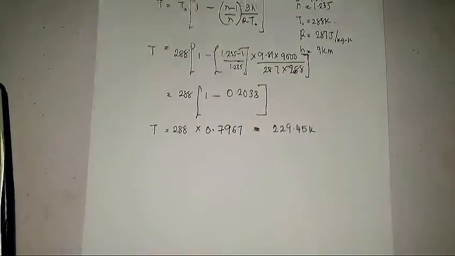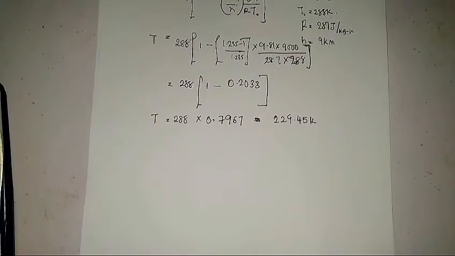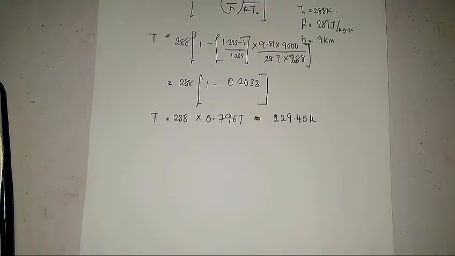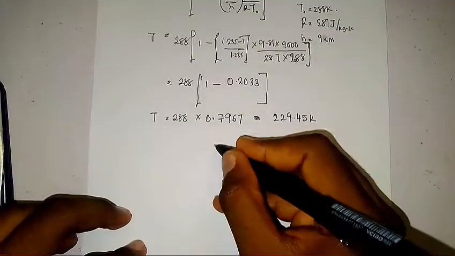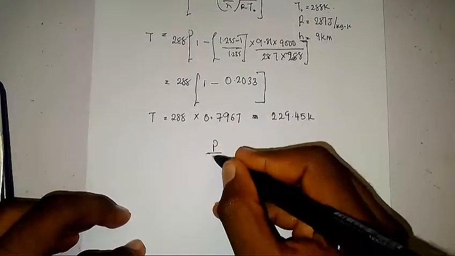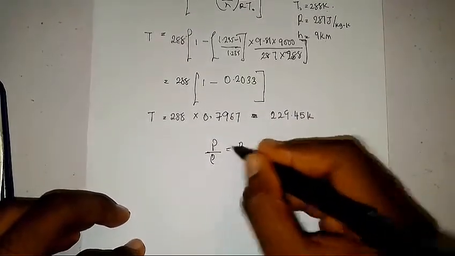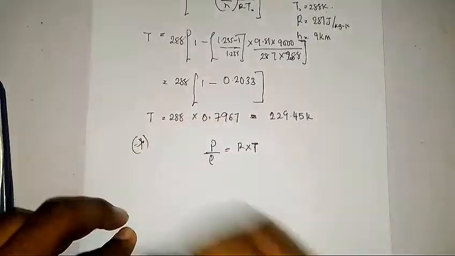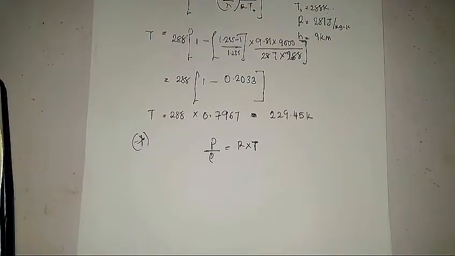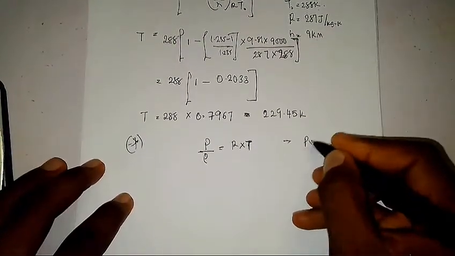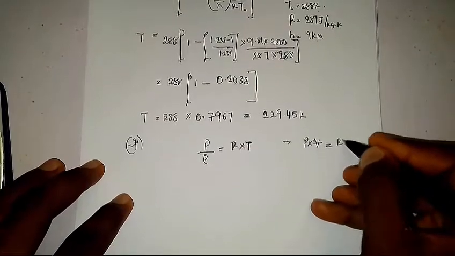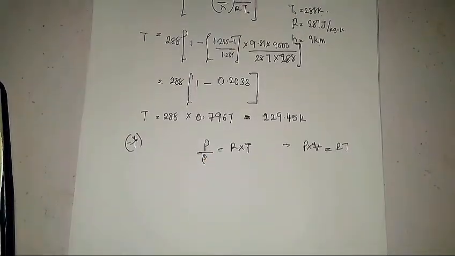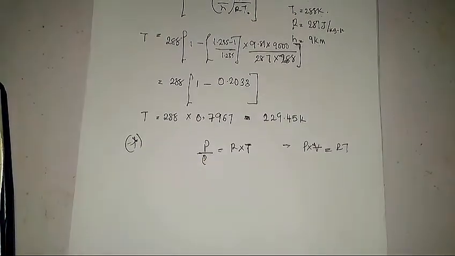So now what's left is to calculate my density. To calculate my density, we know that from my equation of state, we said pressure divided by density is equal to R times my temperature. So this is what is called an equation of state. Basically this was gotten from pressure times specific volume equals RT. So specific volume, which is the inverse of density, gives me this. So using this particular expression, I can easily calculate my density.